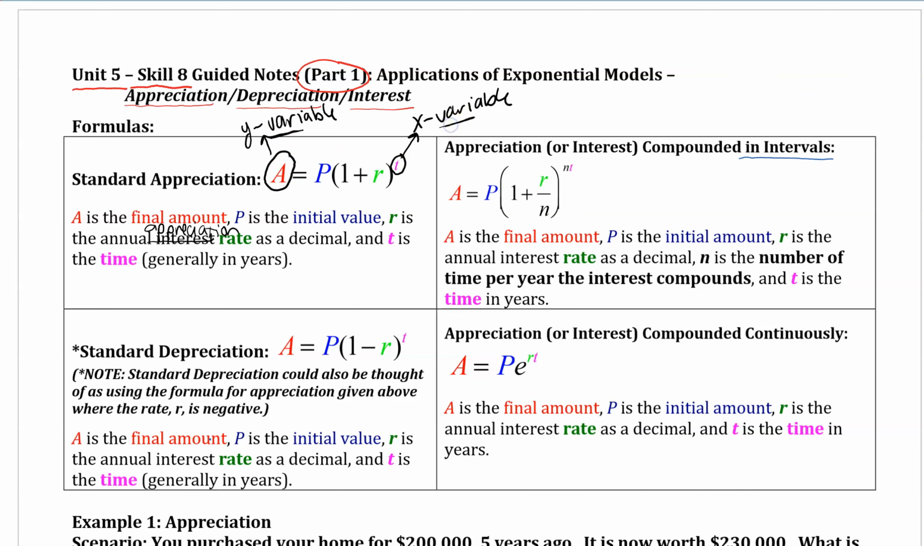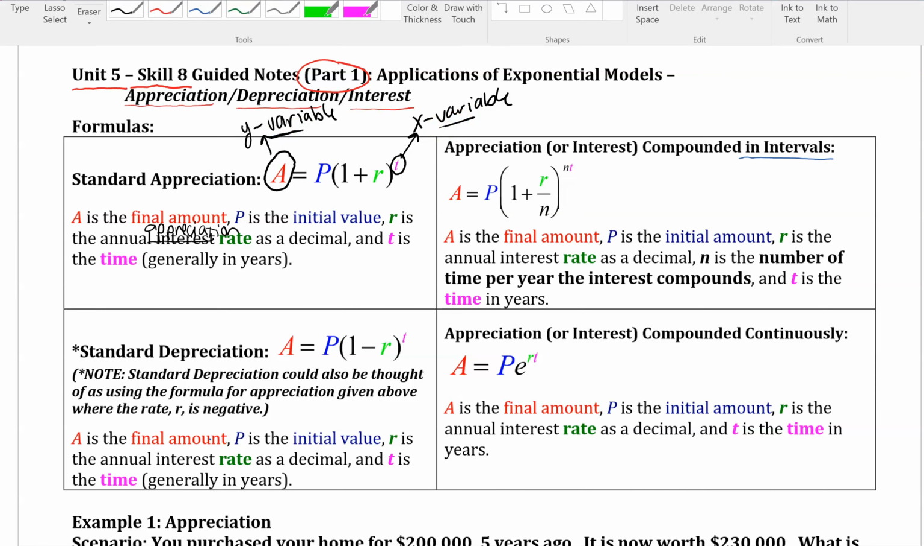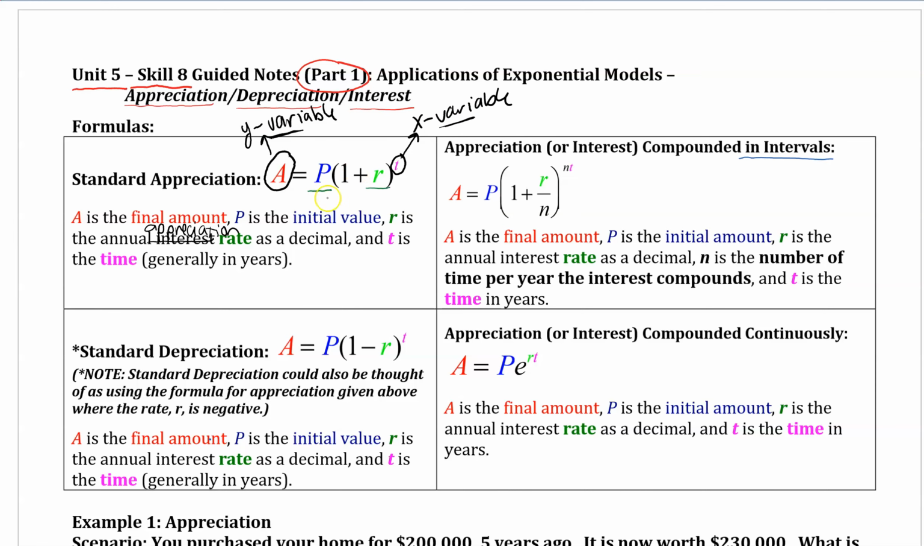Okay, these are the only actual variables, whereas P and R remain constant. These are constant values within an example. Once we have determined the initial value of that thing, and once we have determined the interest rate or appreciation rate, those values stay constant. They don't change within an example. They stay constant, and these are really just representing numerical values.